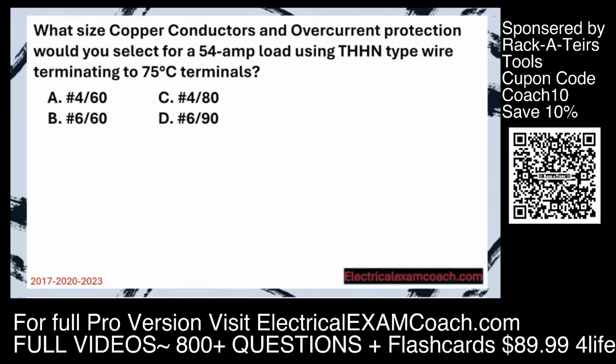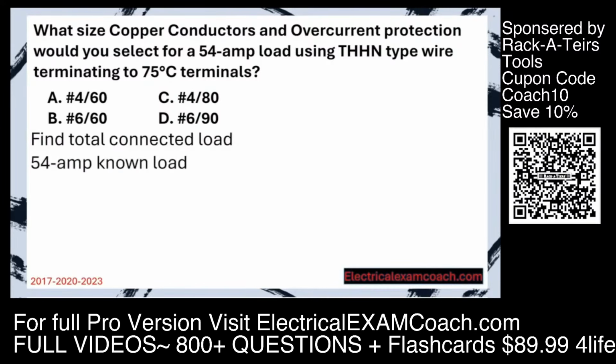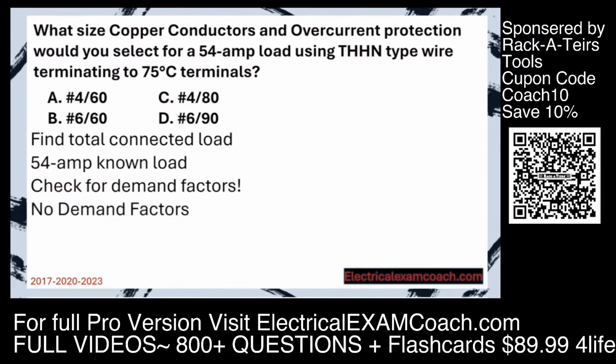What size copper conductors and overcurrent protection would you select for a 54 amp load using THHN type wire terminating to 75° C terminals? Step 1, we're going to find our total connected load. In this case, we have it. It's 54 amps. But we must check for demand factors. Well, they've not mentioned a specific piece of equipment or that it's going to run for 3 or more hours.